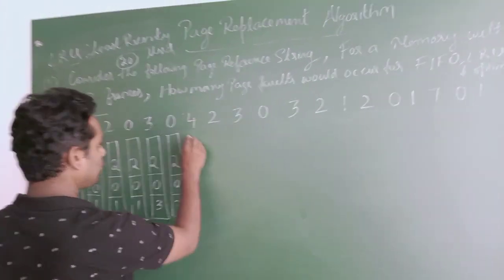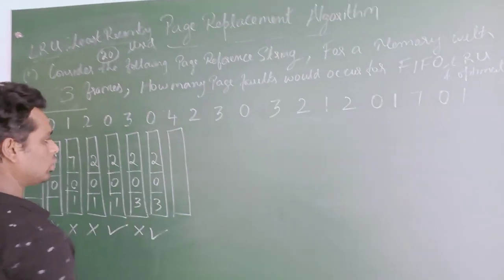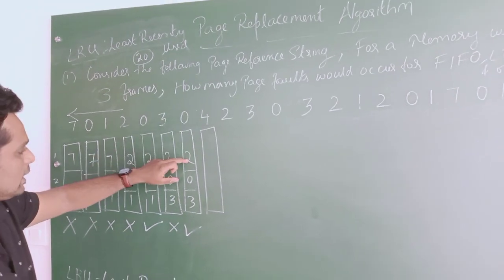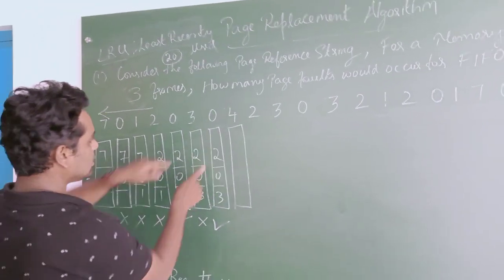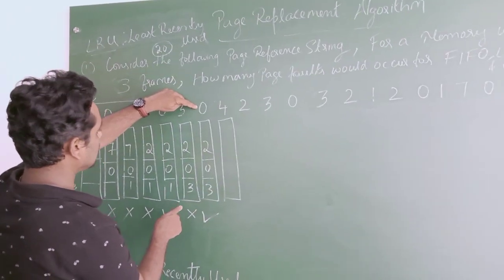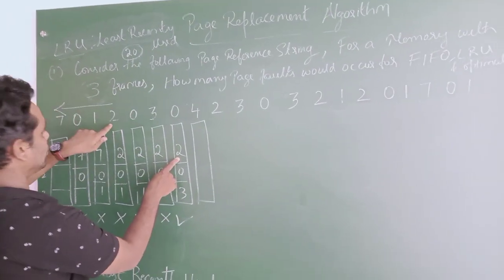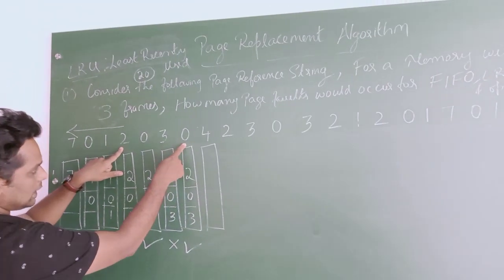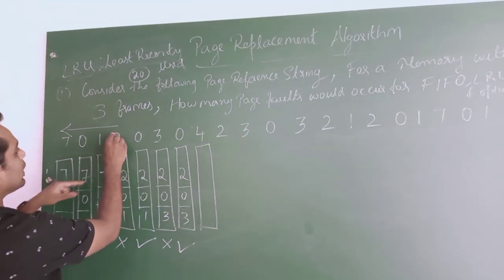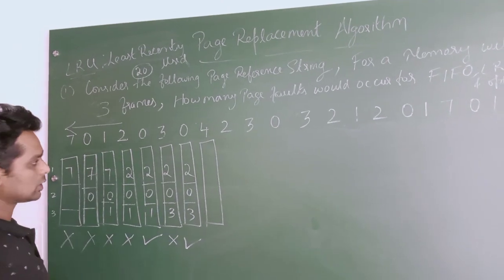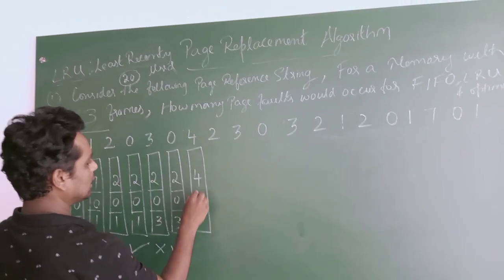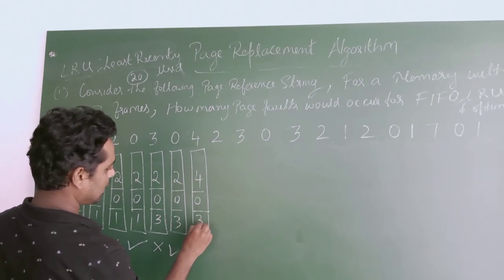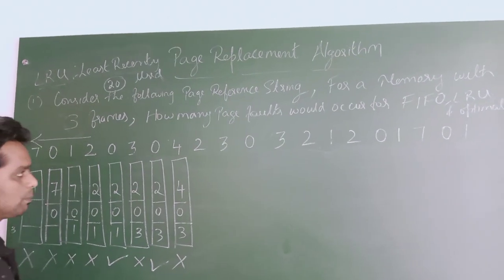Hope you are getting it. Next page is 4. Not in memory, you have to go for replacement. So 4 has to be replaced in 2 0 3. 0 is here, 3 is here, 2 is least recently used. So swap out 2 and swap in your 4. Again, replacing a page is called a page fault.